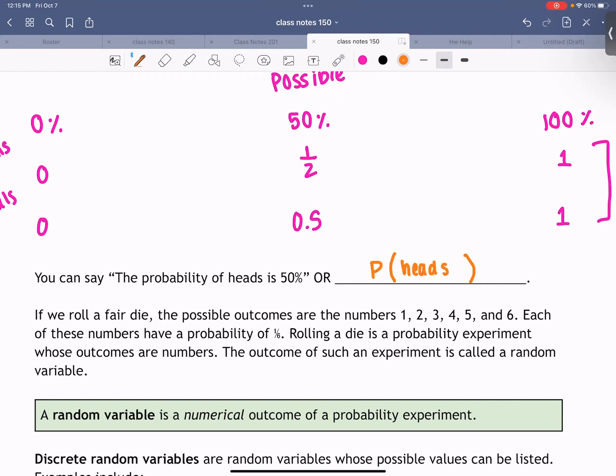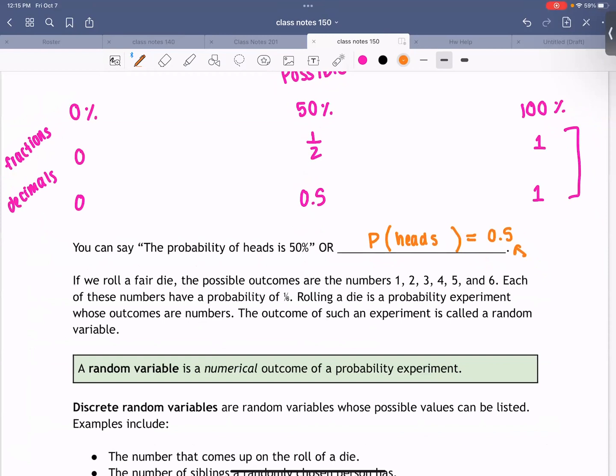Instead of saying is, I'm gonna use an equal sign. And 50% is bulky, so I'm gonna use 0.5. Okay. So I have taken this phrase and I've turned it into this notation that I'll use a lot. P just stands for probability.